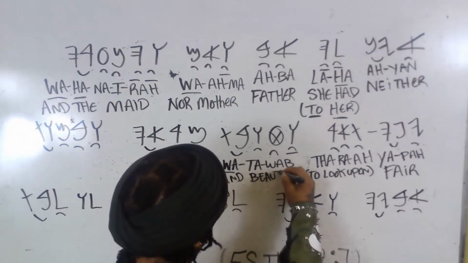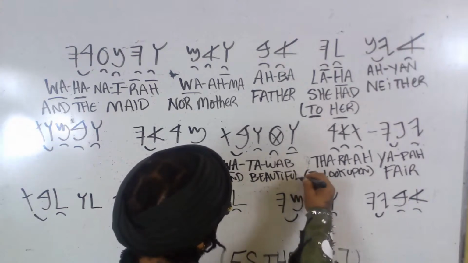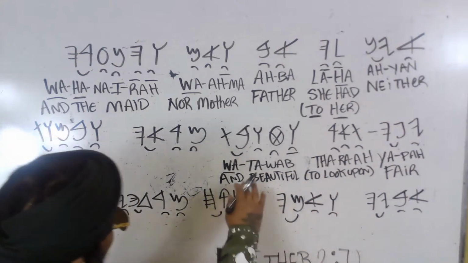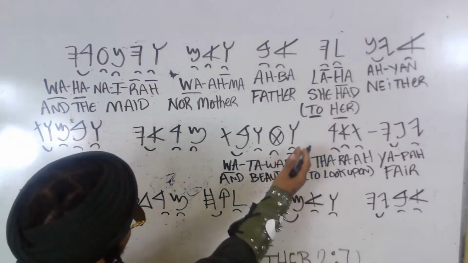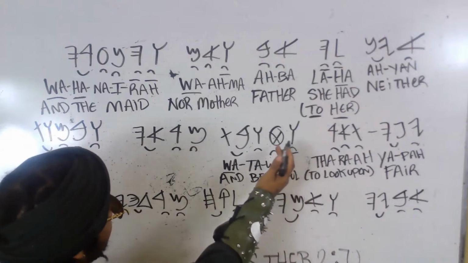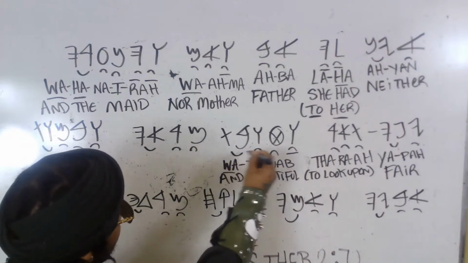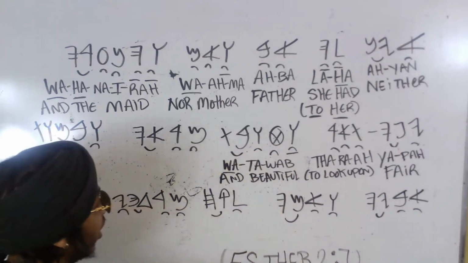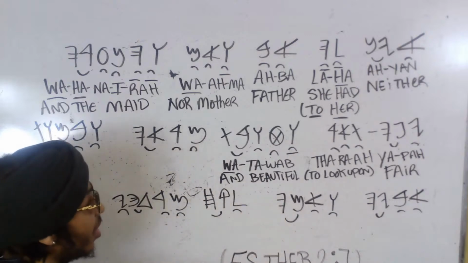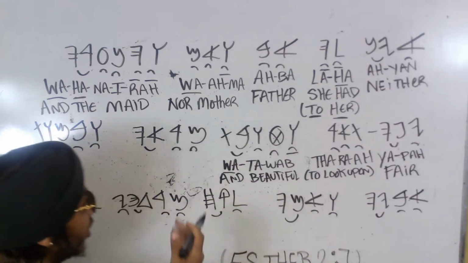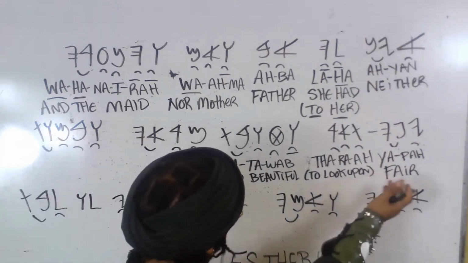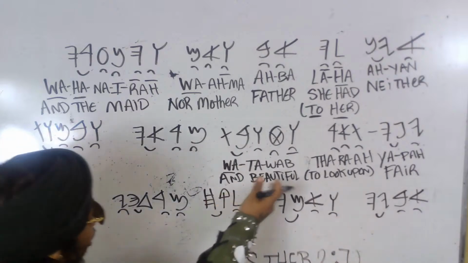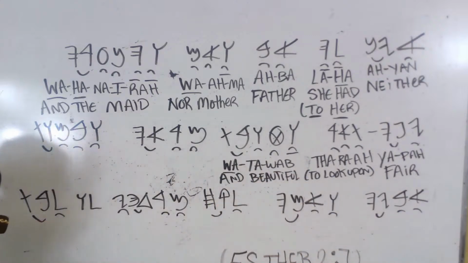I ain't got enough space to put what it's actually saying, right? To break down the other part. But it's saying and tawaba, and she is beautiful. Fair to look upon, and she's beautiful. So she's bad, she looks good to look at, and she's very beautiful. That's what they're trying to say. Fair to look upon and beautiful, right?